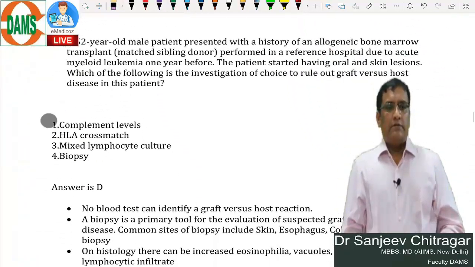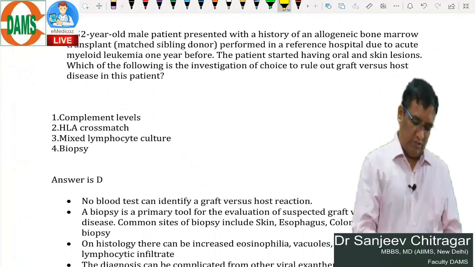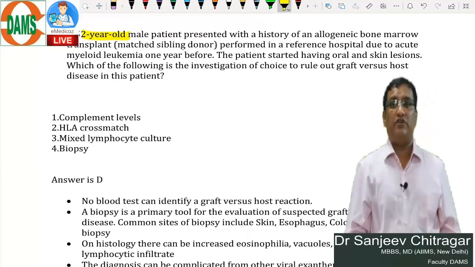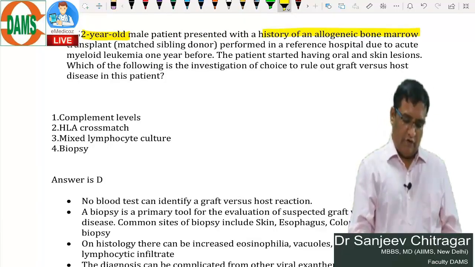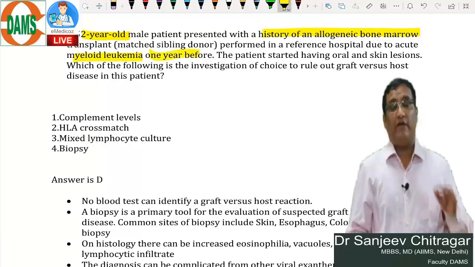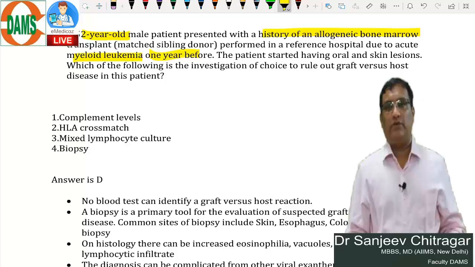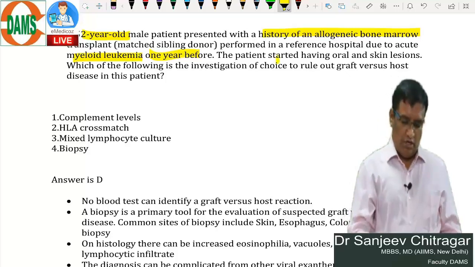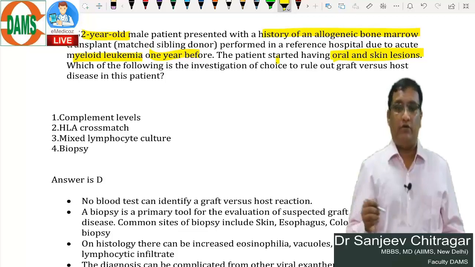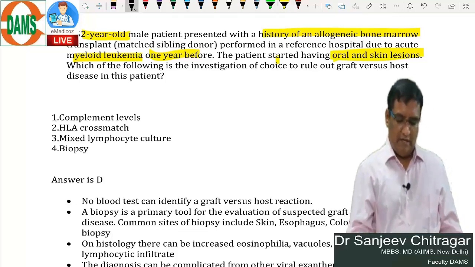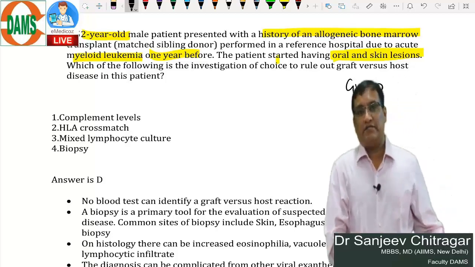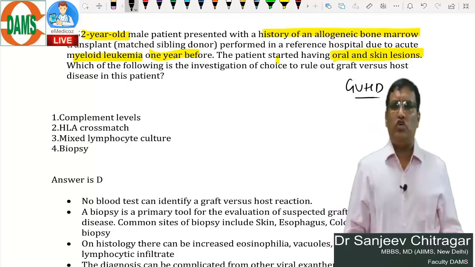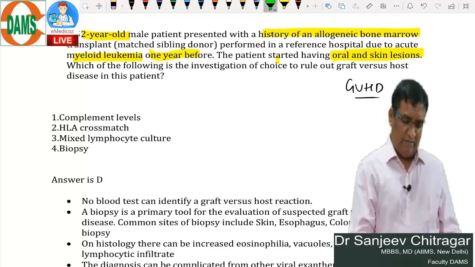Next, question number 11. Let us look at this next question here. A 52-year-old male presents with history of allogenic bone marrow transplant from a matched sibling donor, performed in a reference hospital due to acute myeloid leukemia 1 year before. So he had a bone marrow transplant 1 year before. The patient started having oral and skin lesions. After bone marrow transplant, oral and skin lesions, I am going to suspect GVHD basically. Why? Because there can be ulcers and skin lesions, even jaundice also can be there, and also diarrhea, etc. GVHD I am suspecting here.